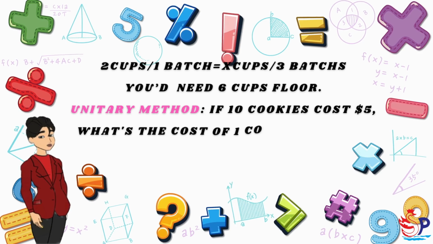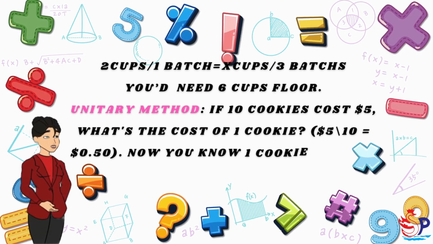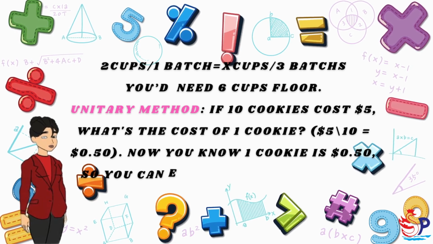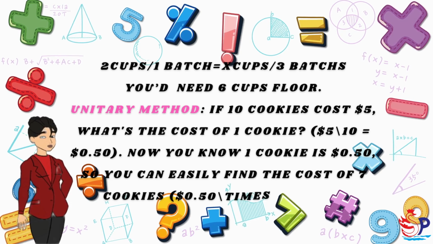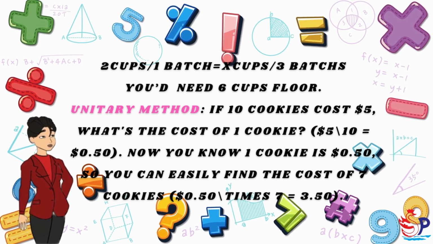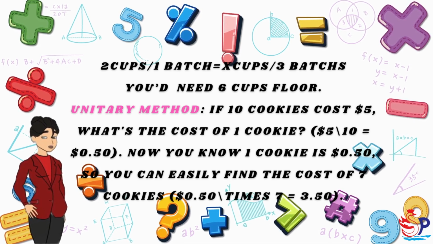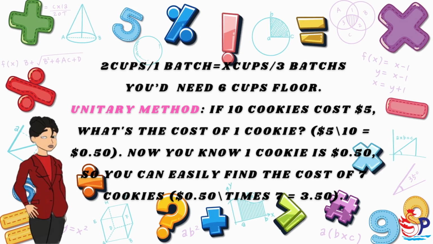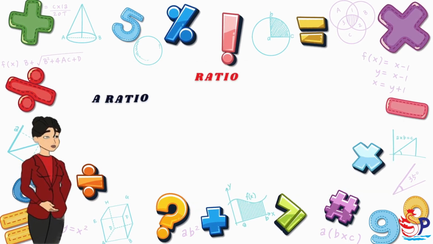Unitary method: if 10 cookies cost $5, what's the cost of 1 cookie? $5 by 10 is equal to 50 cents. Now you know 1 cookie is 50 cents, so you can easily find the cost of 7 cookies. 50 cents times 7 is equal to $3.50.